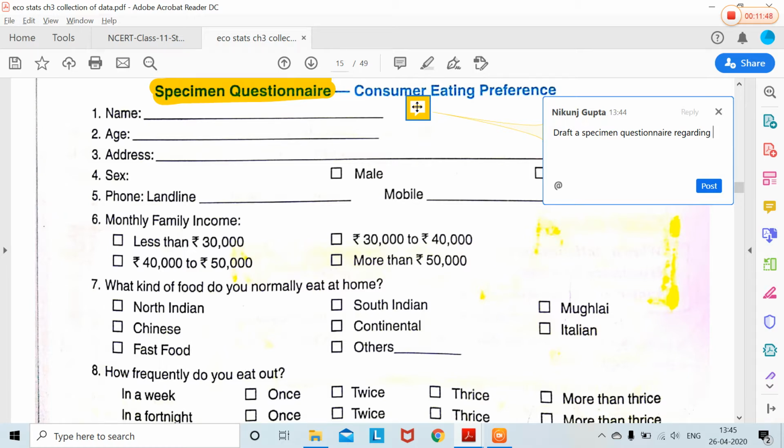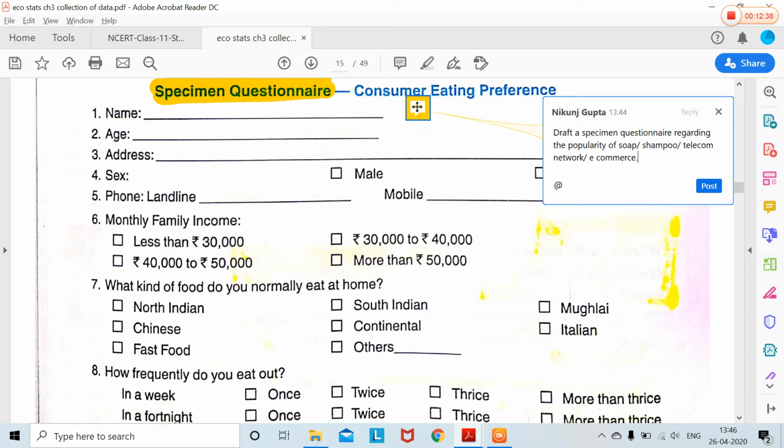So you can choose your topic here, draft a specimen questionnaire regarding the popularity of maybe soaps, shampoo, or telecom network, or what else you can make a questionnaire on. Maybe you just want to know e-commerce preference of the people, which e-commerce website do they use most, and for what all reasons do they use, how much do they usually spend on shopping, do they think that e-commerce makes us spend wastefully or extra than what we need, or not. So all these options you can choose to make a questionnaire.